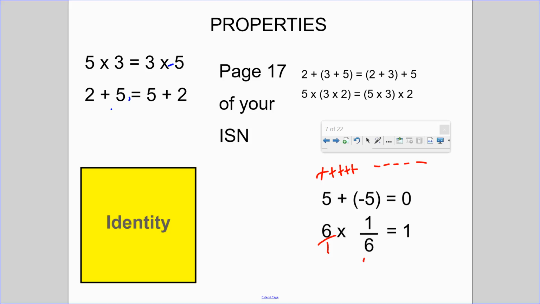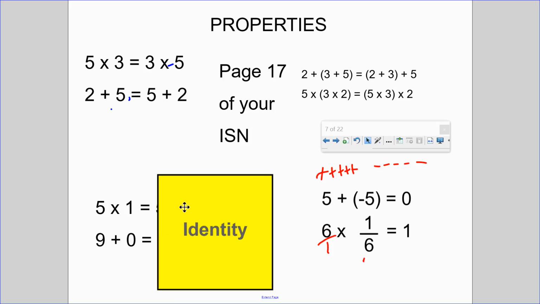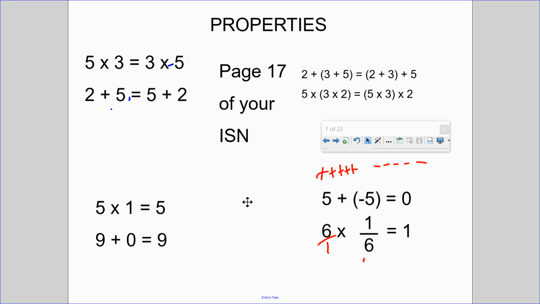And identity is, you multiply by 1 or add 0. 5 times 1. Anything times 1 will become the same answer. If you add 0 to any number, it will still become the same answer. Like nothing changes. So those are the properties.